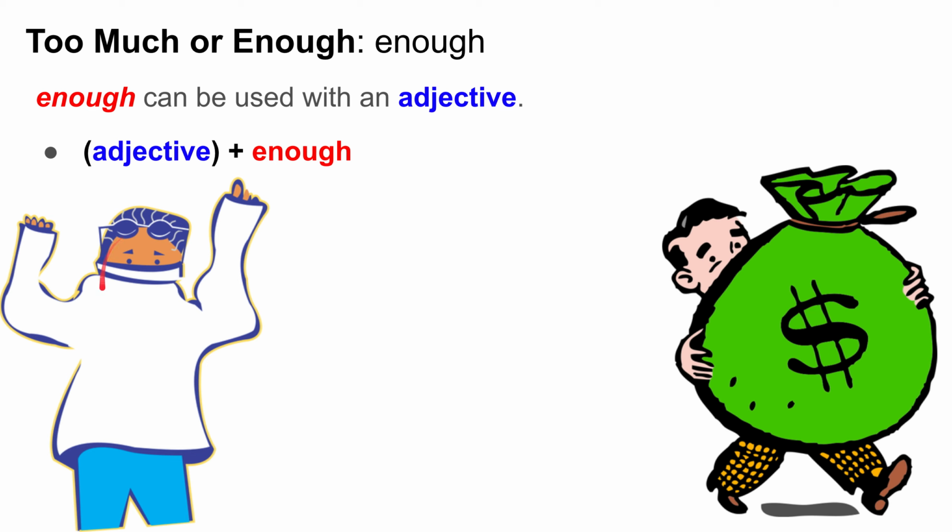Here we're using the same examples, and enough can also be used with an adjective. Usually, and this is very important, the adjective will come before enough. So it's adjective plus enough. So let's look at some of our examples.